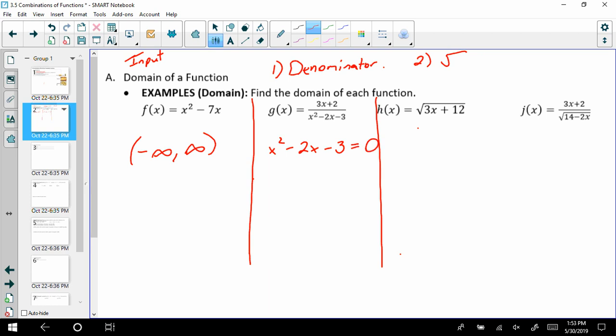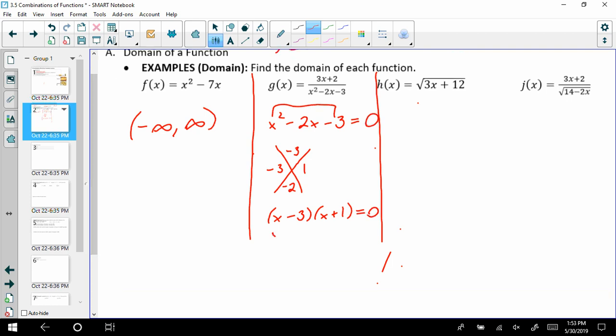So if I factor this, I want to multiply to negative 3, and I want to add to negative 2, so two numbers that do that. Negative 3 and a positive 1. So it would break into x minus 3 and x plus 1. And if I set each piece equal to 0 and solve, I get 3 and negative 1.